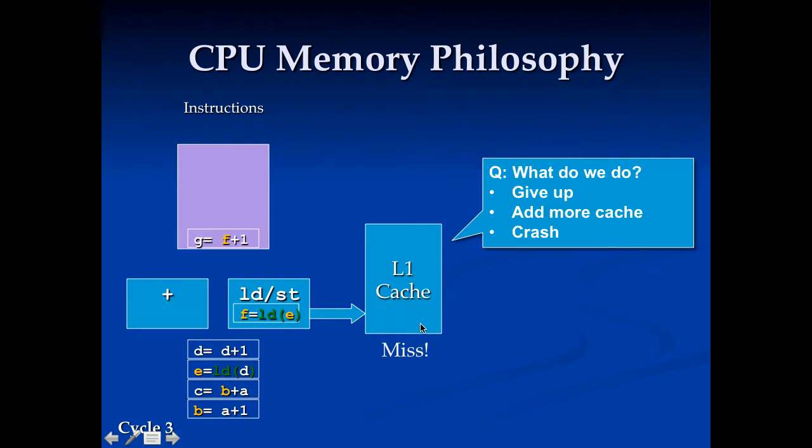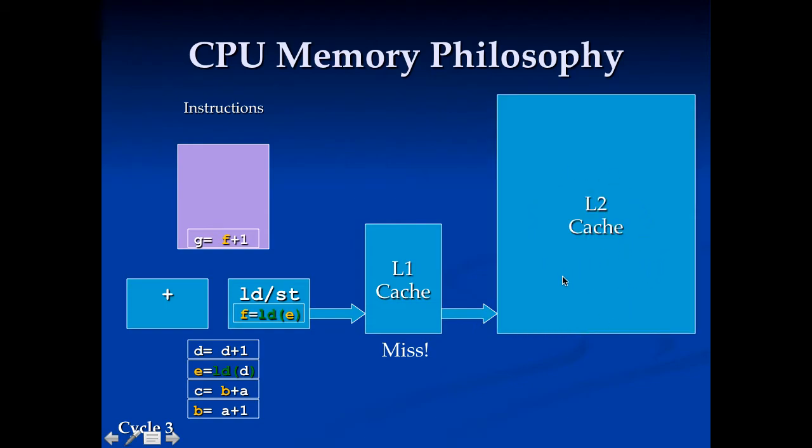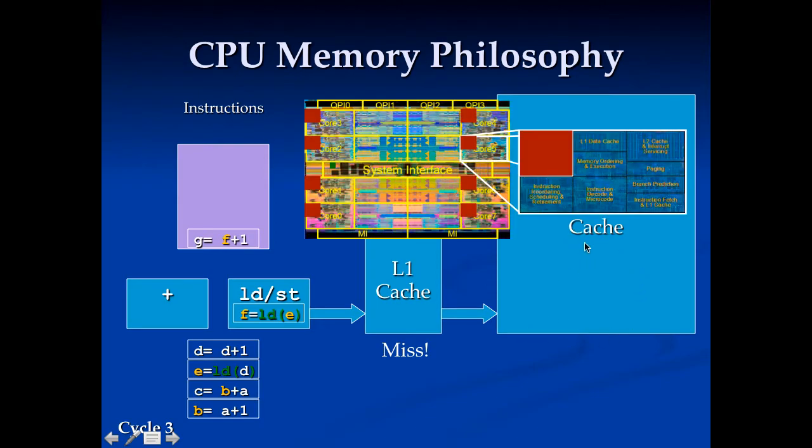Whoops, it didn't hit in the cache. So what are we going to do? This load didn't hit in the L1 cache. How should we handle it? Well, basically, if some cache was good, then more cache is probably better. So we're going to add some more cache to this. We're going to put on an L2 cache that's enormously larger, which means it's going to be slower, and we're going to hope that we find our data there.